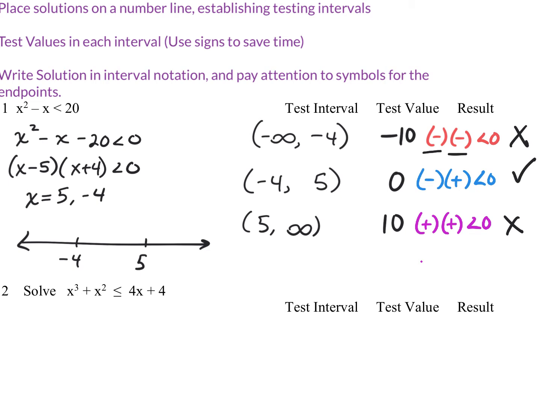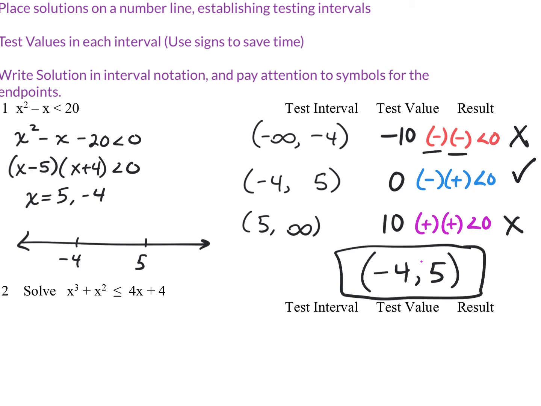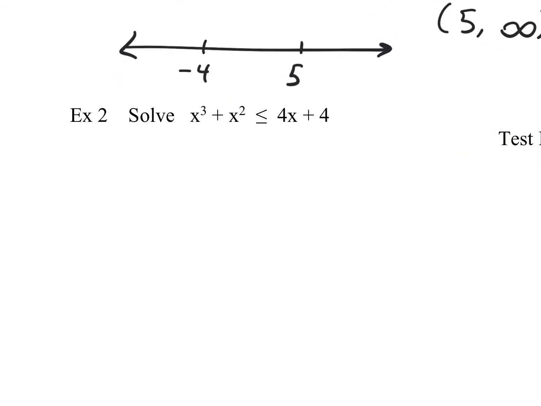I really think that using the signs here, as long as we're in factored form, can really speed up this testing process. So our final answer here is going to be on the interval negative 4 to 5. The original problem was an inequality and not equal to, so our interval would exclude the endpoints, but our solution set would be all values from negative 4 to positive 5, excluding the endpoints. Let's look at a little bit more complicated one.